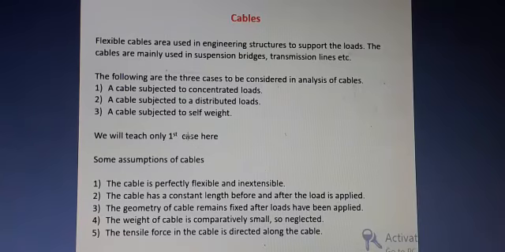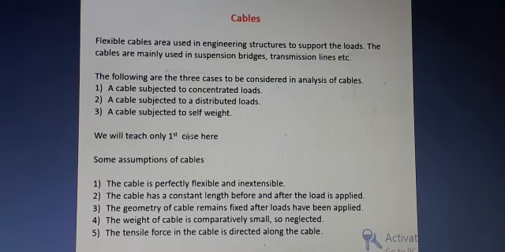In this video, we will study the last structure in your syllabus, that is cable. Flexible cables are used in engineering structures to support loads. The cables are mainly used in suspension bridges, transmission lines, etc.